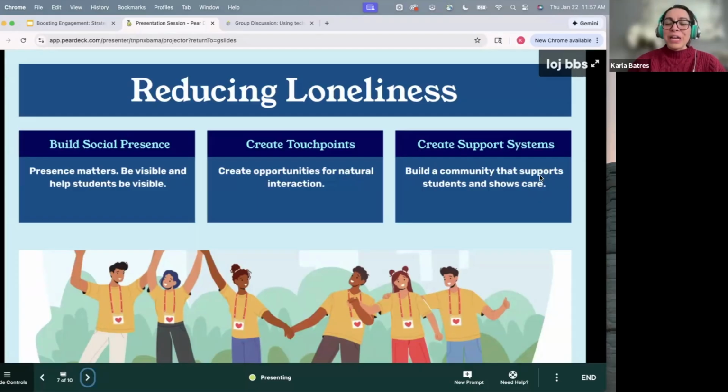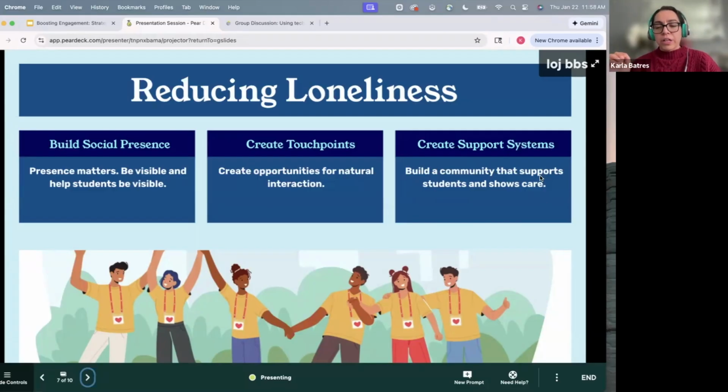And so I have three big points here, right? The first is you have to build a social presence. Presence matters. You have to be visible, and you have to help the students be visible. And I know that for us, that may mean logging into the class every so often or just showing up. I think it has to be a little bit more than that, though, right? Like they have to actually be able to see you as a person, and specifically as a person that cares, right? You want to create touch points. So create opportunities for natural interaction. And so we talked a little bit about that already with the interactivity, right?